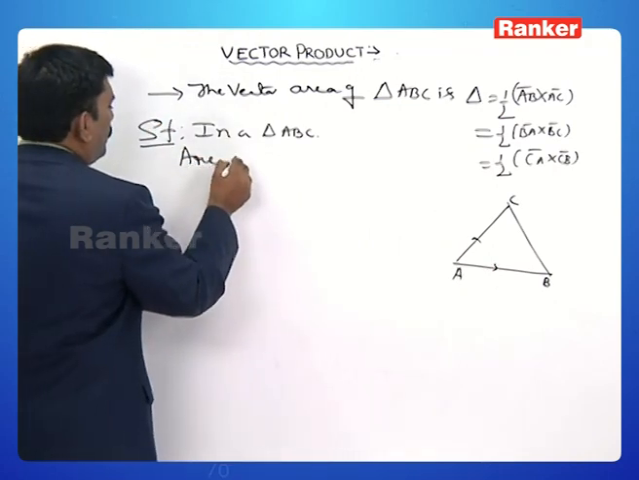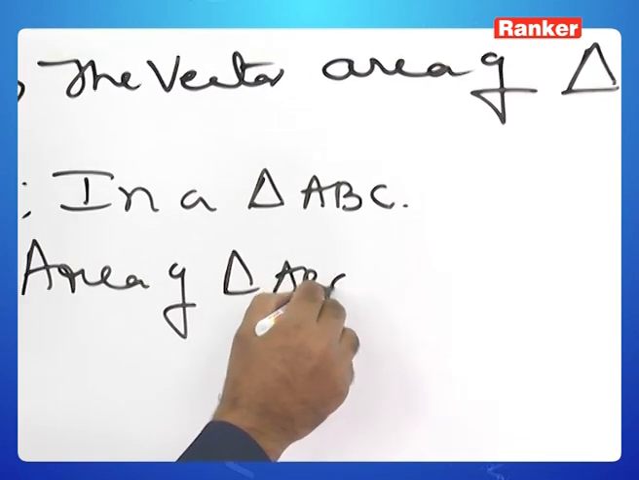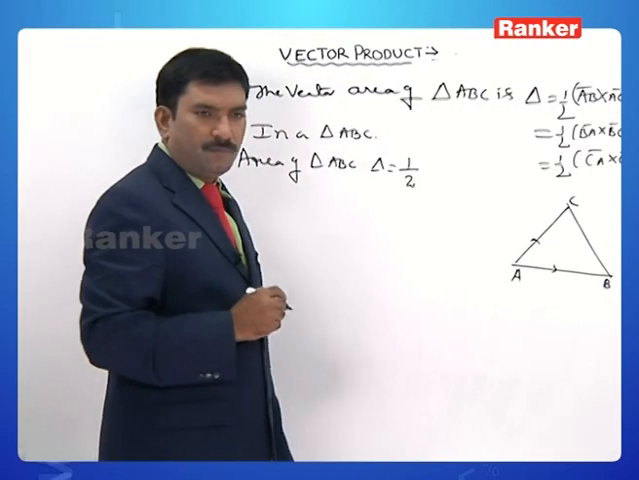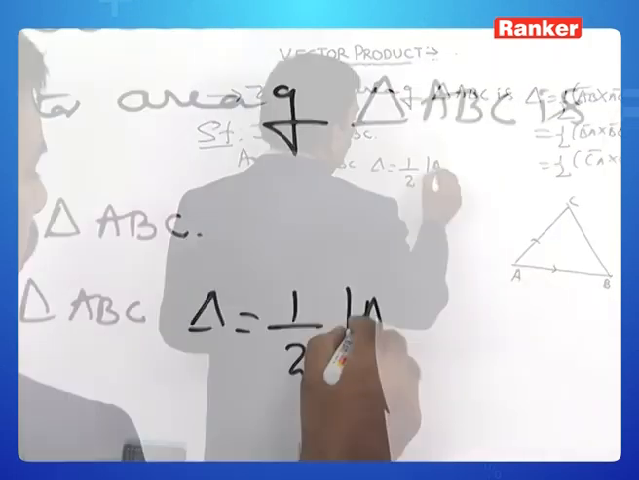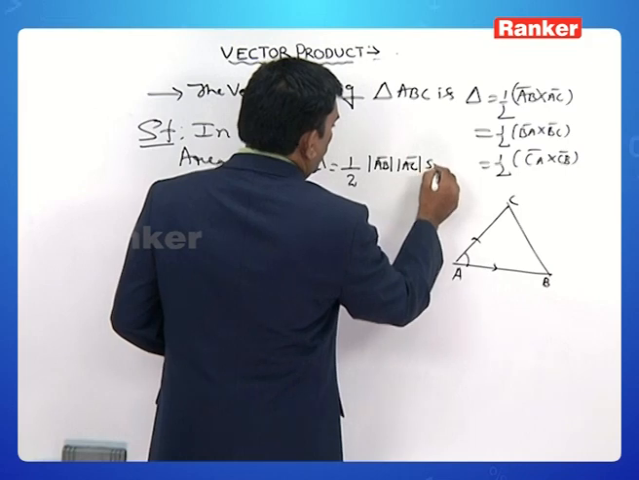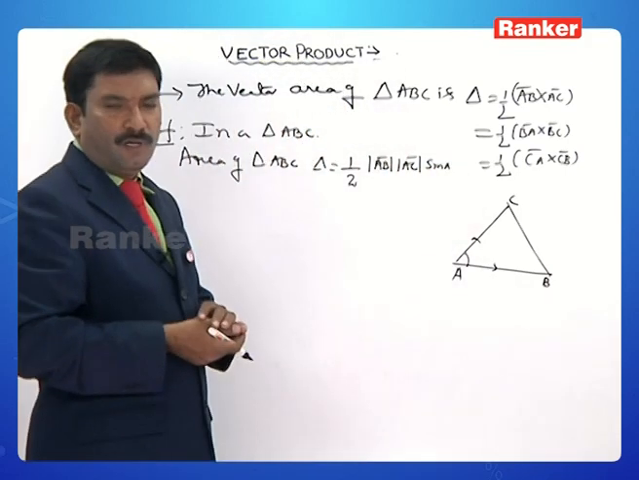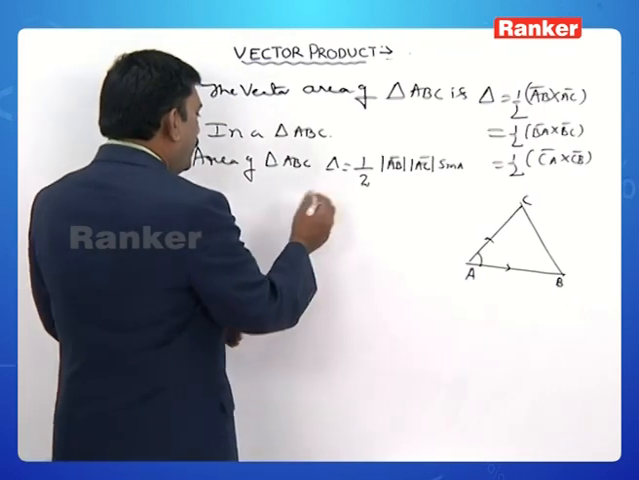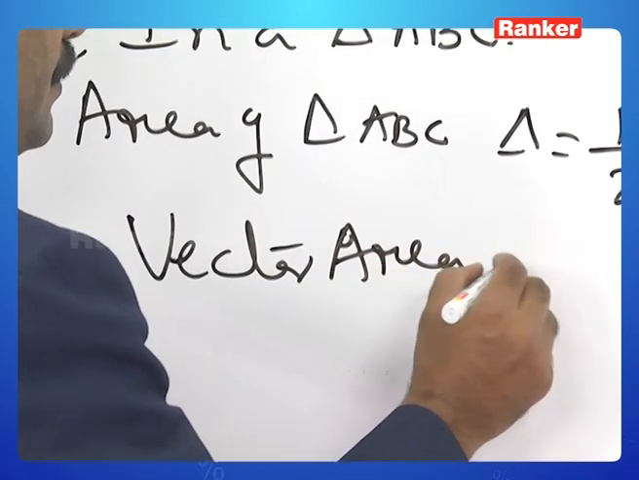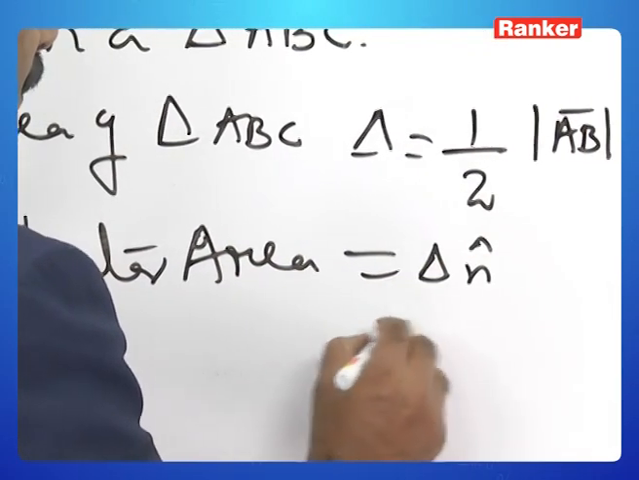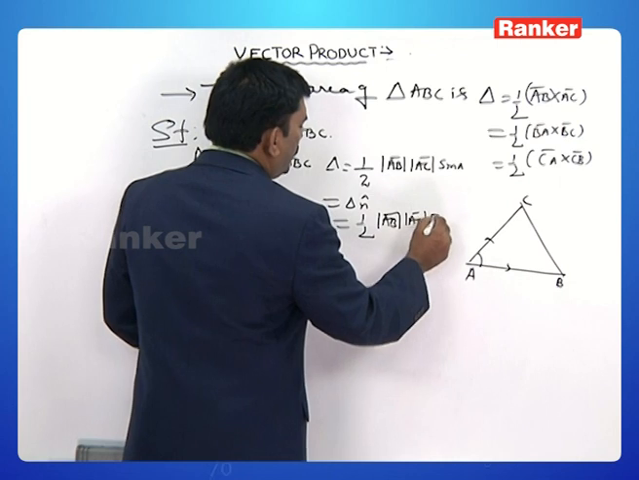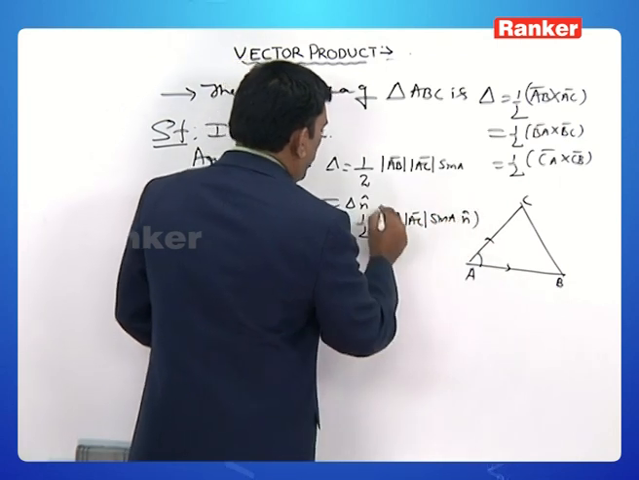the area of triangle ABC, delta, is equal to half into modulus of AB bar, AC bar, and the angle between these two is what? Sin A. But I want vector notation. I can write vector area is equal to delta n cap. So therefore I can write half into modulus of AB bar, modulus of AC bar, sin A into n cap. Am I correct?